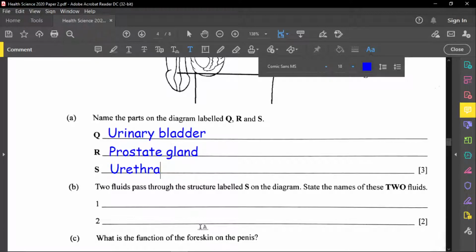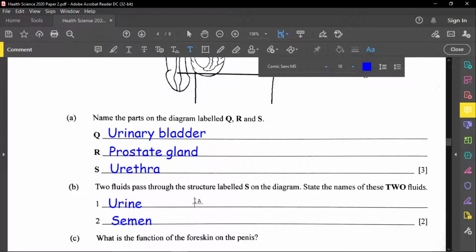Now, for part B, it said two fluids pass through the structure labeled S on the diagram. Name these two fluids. One is urine and the other one is semen. Do not say sperm cell, because sperm cells are tiny cells that you cannot see. They are mixed in the semen. Semen is a mixture of sperm cells and seminal fluid.